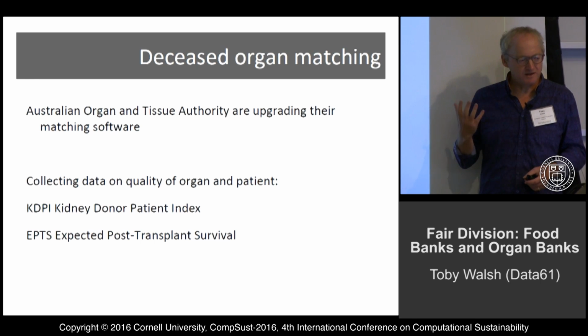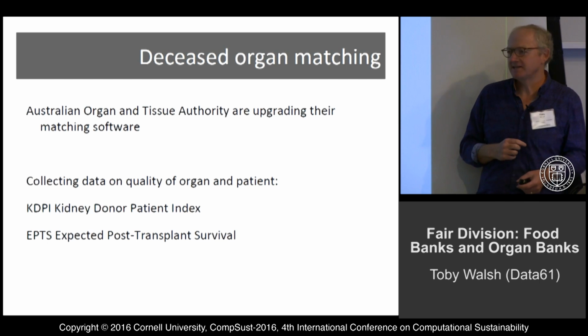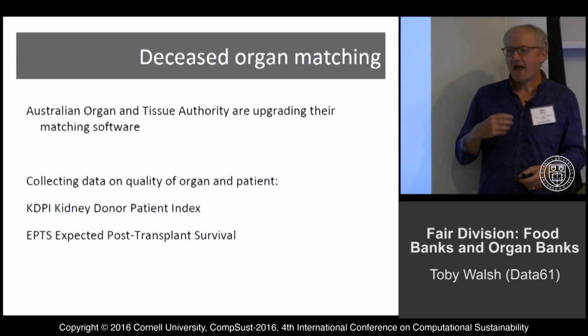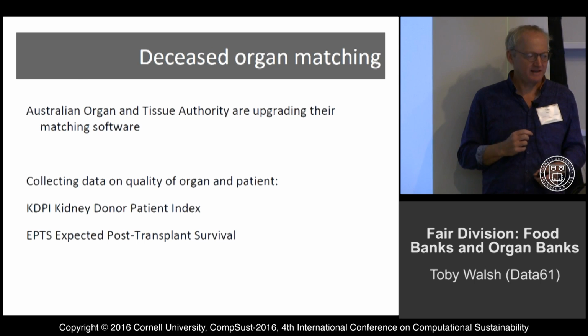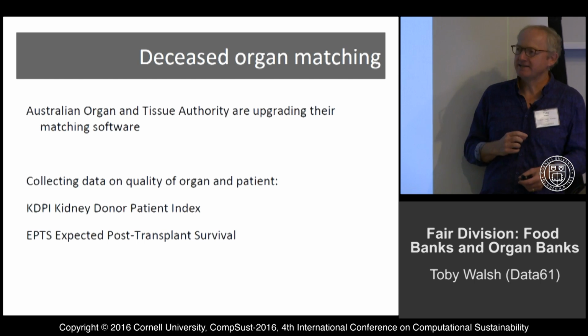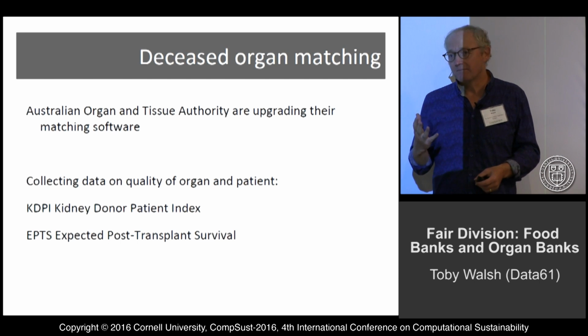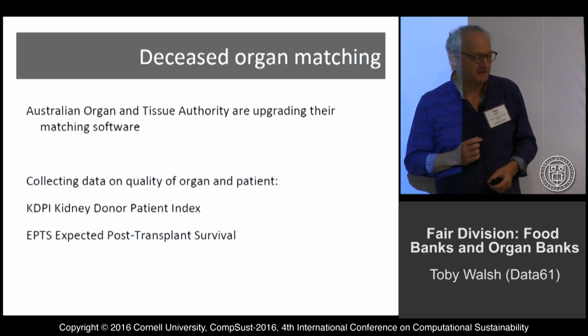They measure the age with this thing called the kidney donor patient index. But essentially, it really measures just how old the organ is with the age of the patient. And again, they have a special term, the expected post-transplant survival index, EPTS. But again, this is essentially a number between 1 and 100 that measures, largely speaking, the age of the patient.